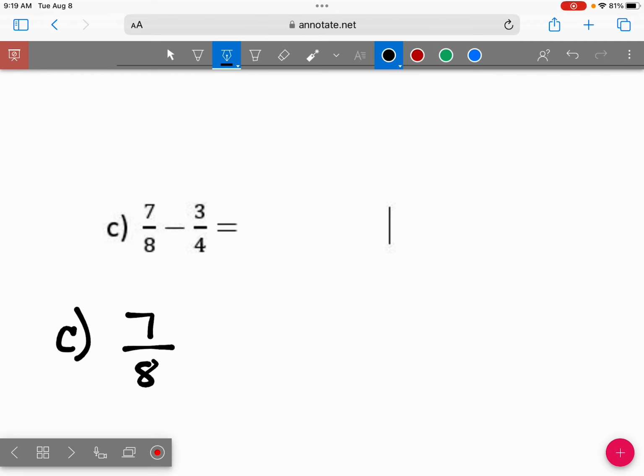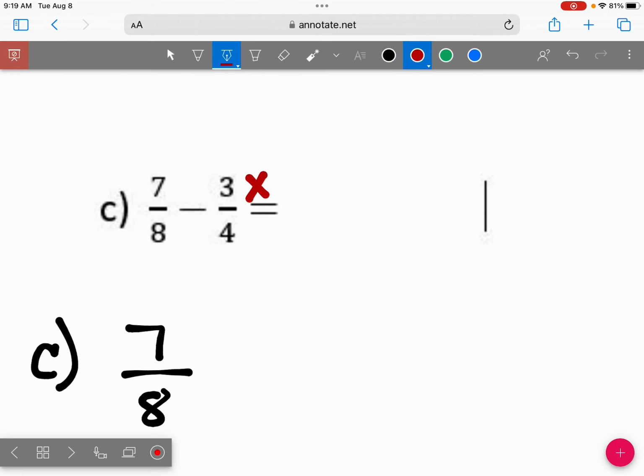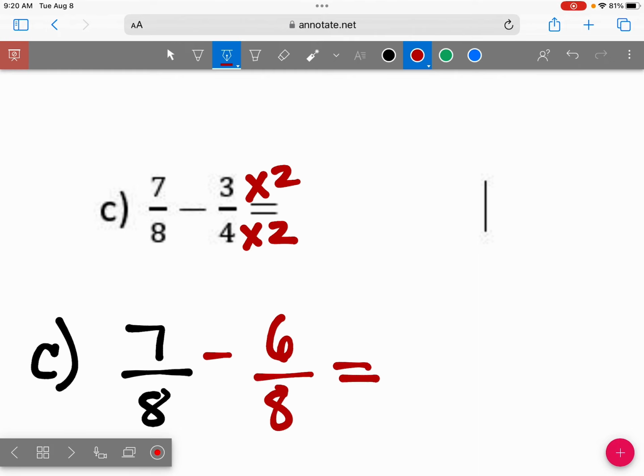All right, so 3 over 4, we're going to multiply top and bottom by 2. So what I'm doing is coming up with an equivalent fraction. So the equivalent fraction is going to be 6 over 8. So what is 7 over 8 minus 6 over 8? Keep the 8 and subtract 7 minus 6, you get 1.